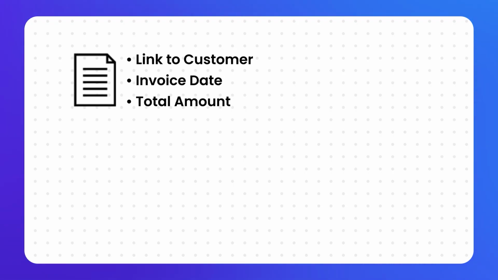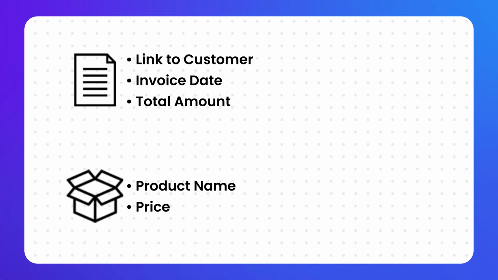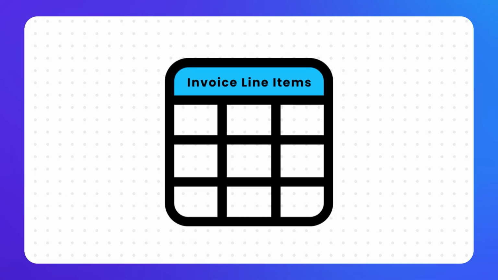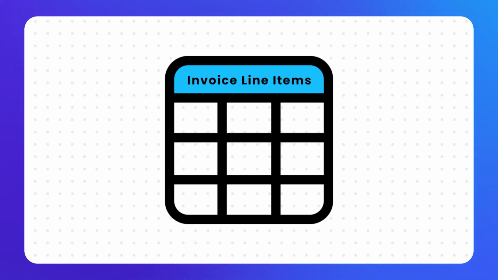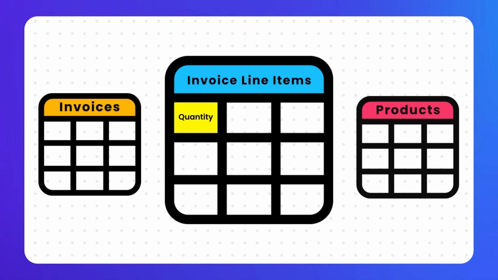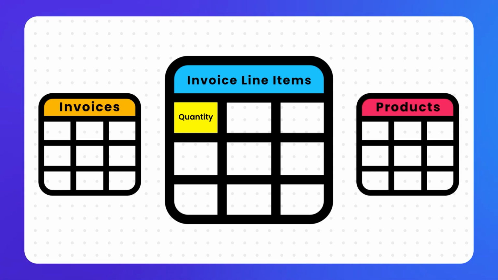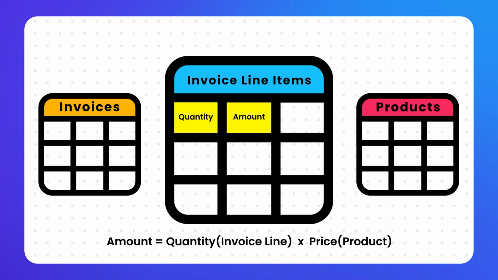The invoice will contain attributes like a link to the customer, an invoice date, and a total amount. The product will contain attributes like the product name and its price. So what exactly belongs on the junction table? More often than not, we'd give the table a name like invoice line items. And the most important field that we need here is quantity. Because quantity can't live on the invoices table or the products table. It represents the amount of a given product for a given invoice. The other important field we would want here is amount. The amount is equal to the quantity from the invoice line times the price of that product.